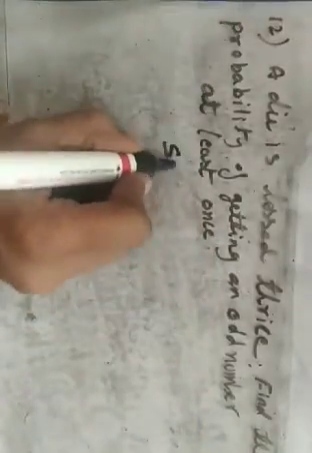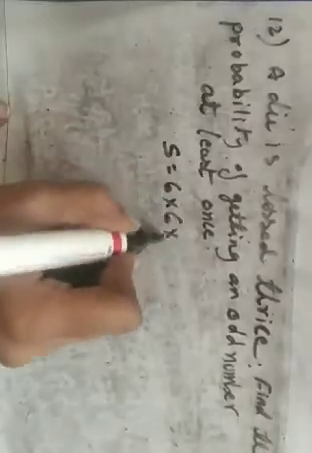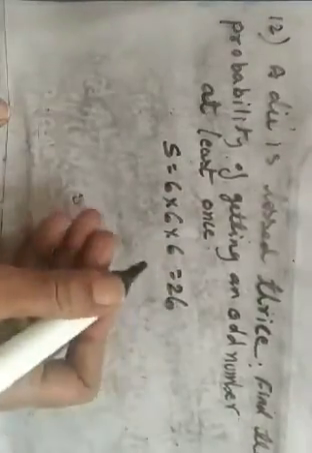Write down the next question. A die is tossed thrice. Find the probability of getting an odd number at least once. At least once we have to get the odd number. The die is tossed thrice, so what is the sample space? 6 into 6 into 6, that is 216.